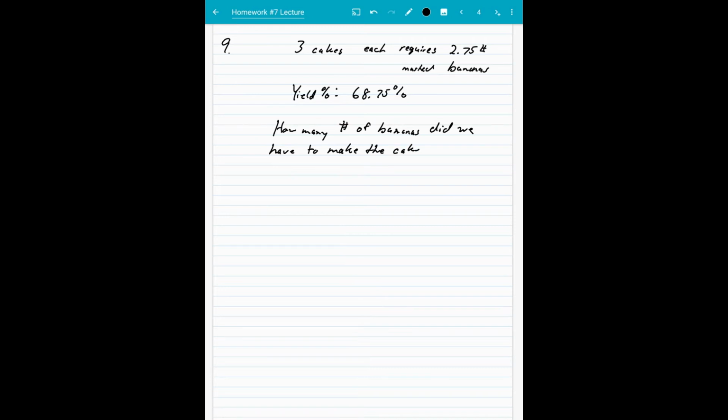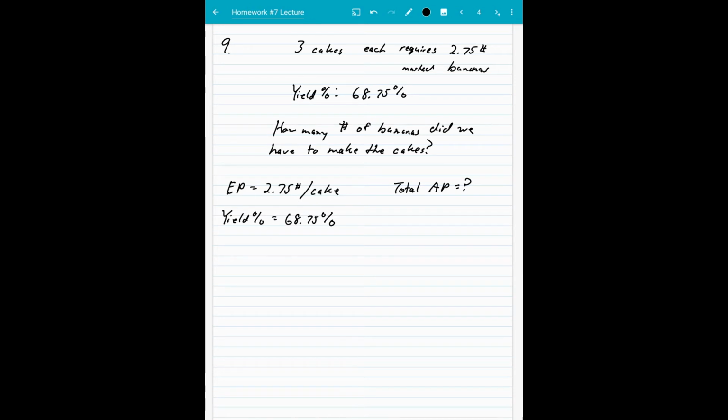So let's analyze what we have so far. It says we made 3 cakes and each required 2.75 pounds. So that means our EP is supposed to be 2.75 pounds per cake. We have our yield percentage, which is 68.75%. It's asking how many pounds of bananas we need to find our total AP, our as purchased.